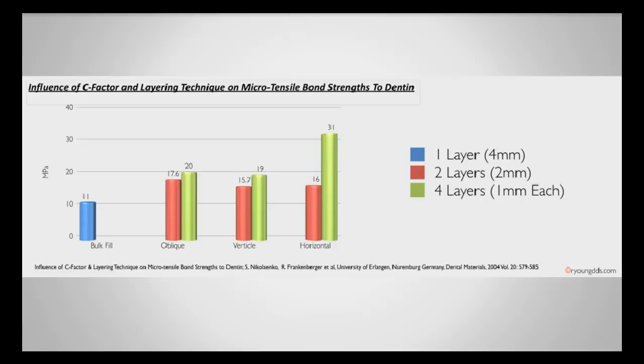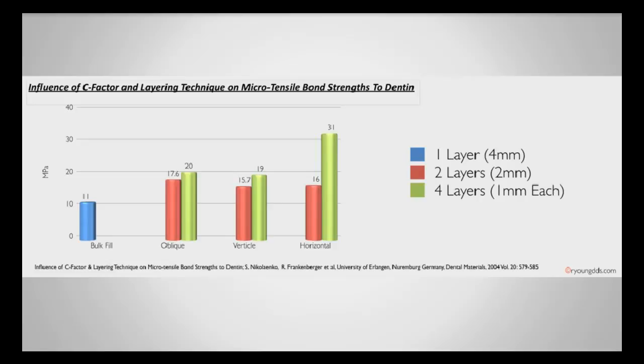So when you bulk fill a product in one layer of 4 millimeters of material, you'll get a bulk fill of around 11 MPa in this particular research article. When they went to oblique layering, 2 layers at 2 millimeters each, 17.6. When they did 4 layers, 1 millimeter increments, they went up to 20. Vertical, 15, 7, 19. But when they did horizontal layering, 2 millimeters, they were at 16, about the same.